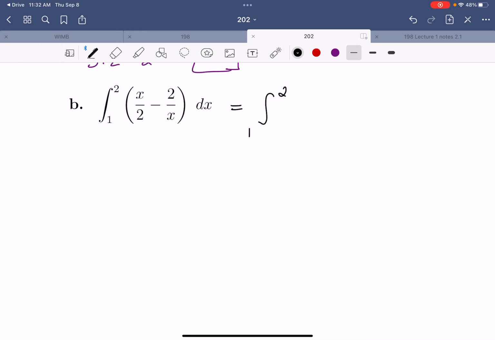This is the integral from 1 to 2 of 1/2 x. I like to pull the number away from the fraction, minus 2 times 1 over x. Then I can see what my antiderivative should be. And in this case, it should be 1/4 x squared minus 2 ln of absolute value of x. And we're evaluating from 1 to 2.